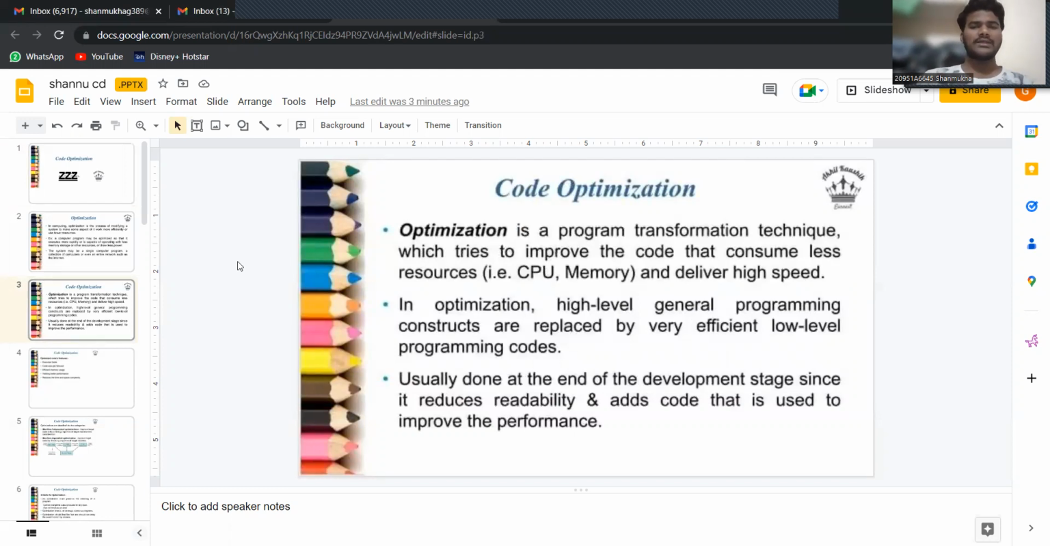Now, optimization is a program transformation technique which tries to improve the code so that it consumes fewer resources, meaning CPU or memory, and delivers high speed. In optimization, high-level general programming constructs are replaced by very efficient low-level programming codes, usually done at the end of the development stage, since it reduces readability and adds code that is used to improve the performance.